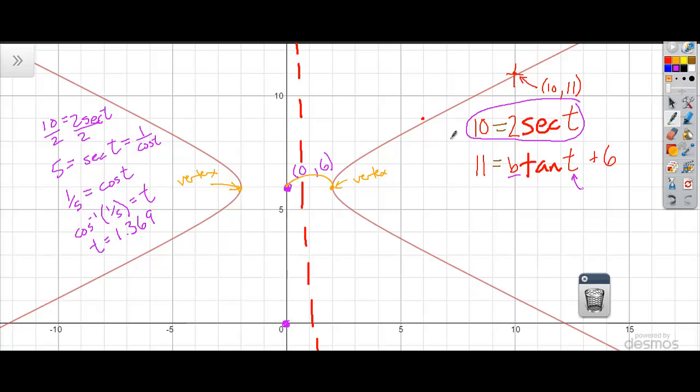So this particular value for the parameter makes this equation true, and we are interested in what happens in this equation when t takes on that same particular value. So we're now going to deal with this equation, and we'll do that over here also. 11 equals b, don't get that mixed up with my 6, times the tangent of 1.369 plus 6. So I'm subtracting 6 from both sides, b, and I'm taking the tangent of this value, and I'd better run away and do that now, so hang on.